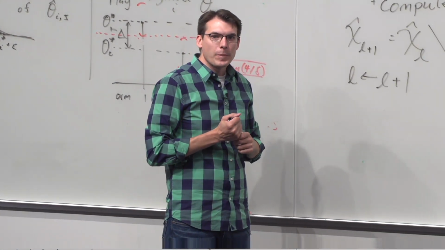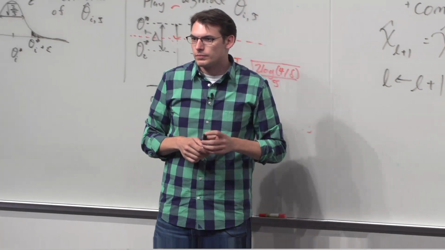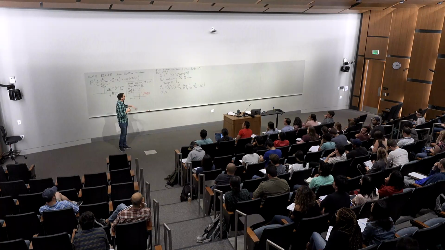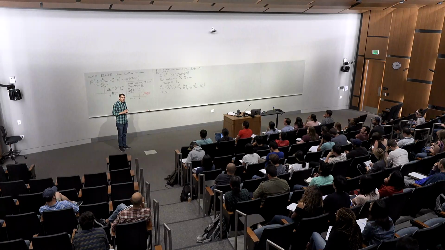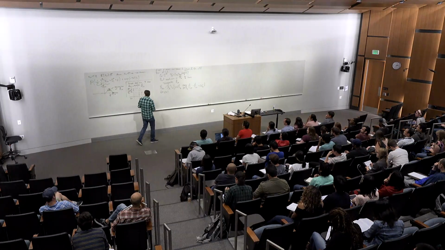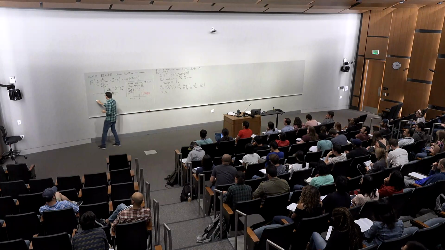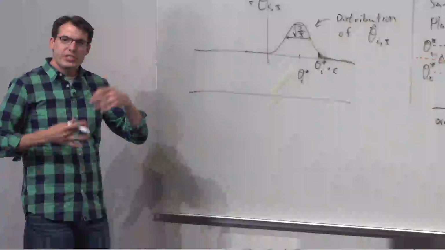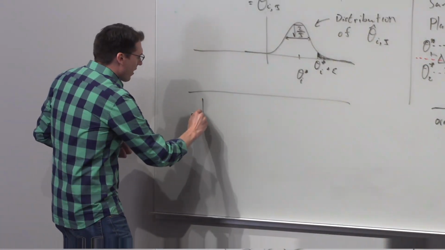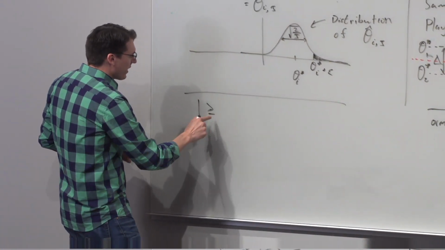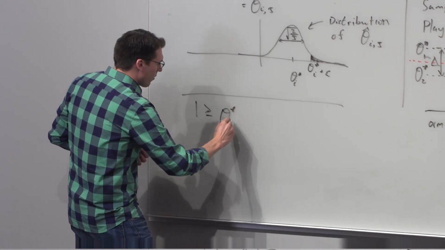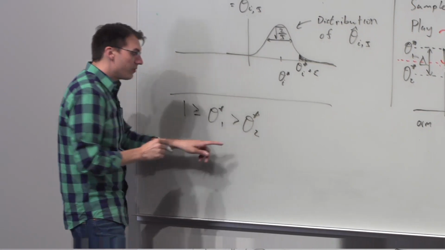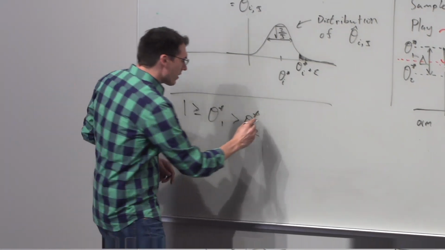Okay? This algorithm also doesn't know anything about the gap. That's right. It's not making any assumptions on anything. Something that came up last time, without loss of generality, I'm going to assume, because I can always rescale things, that the biggest mean is less than or equal to 1, and for simplicity, that it is uniquely the best one.